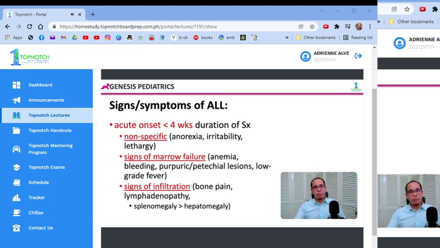In ALL, it's very common to see signs of infiltration. When you say signs of infiltration, those are your bone pains, lymphadenopathies. Okay? Why is this important? You have another disease entity that also presents with pancytopenia. Bumabagsak yung mga cell lines nila. Ano yun? That's your aplastic anemia. Okay? And clinically, compared to ALL, your aplastic anemia, you don't commonly see signs of infiltration.